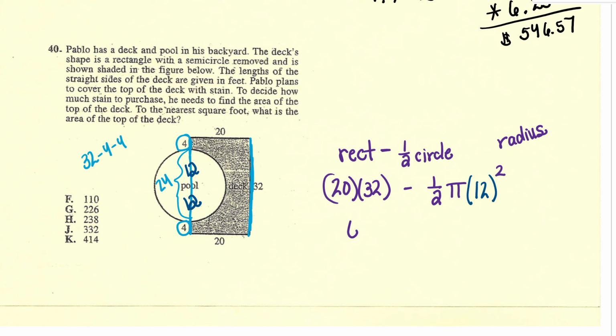This is going to be 640 minus 1/2 of pi times 144. So 640 minus 72 pi. Again, I can see my answer here is in decimal form, so go to your calculator and type that in and get 413.8, or answer K.